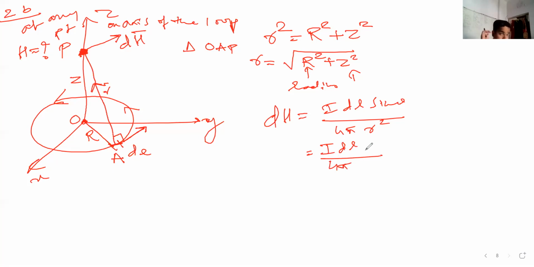But what is r? We have already obtained what r is. So this will be capital R square plus z square. Is this fine, students? Still here? This is the magnitude of dH, and this is the direction of dH. Is it okay?